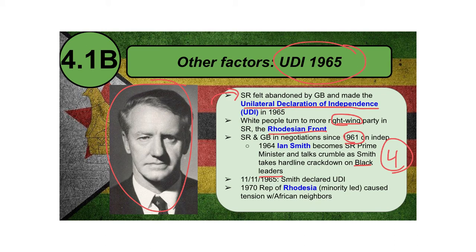Eventually that pushed Prime Minister Ian Smith, on November 11th, 1965, to issue the Unilateral Declaration of Independence. What that did was officially break most of the ties, and keep that word in mind, most of the ties between Southern Rhodesia and Great Britain, and it effectively made Southern Rhodesia an independent nation.